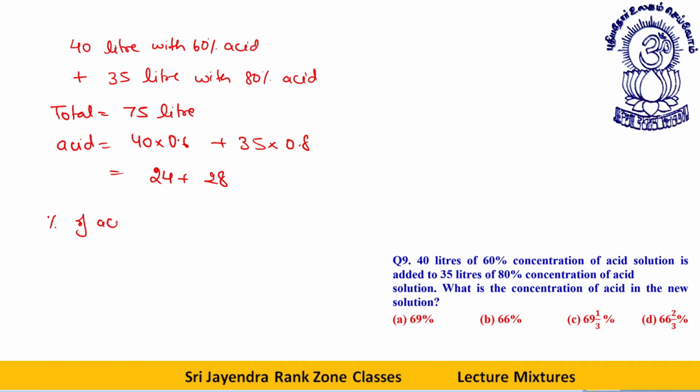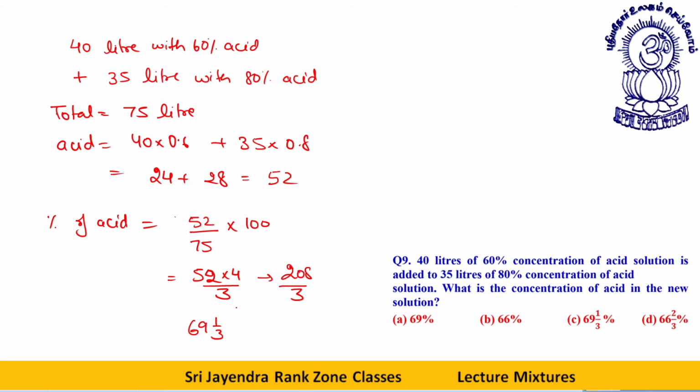So percentage of acid will be how much? 24 plus 28 is equal to 52. 52 upon 75 into 100, or you can say 52 into 4 by 3. You cancel it by 25. That will give you 208 by 3. 67 into 3 is 201. So this becomes 69 1 by 3. Okay, dear students, clear so far? Let's take the next one.